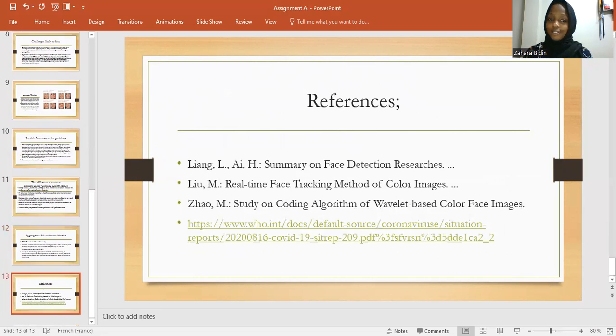The references are these: the summary on face detection researches and the real-time face tracking method of color images, study of coding algorithm with wavelet based on color face images, and also that link for the world, for the coronavirus, that I read about, so it was also necessary.